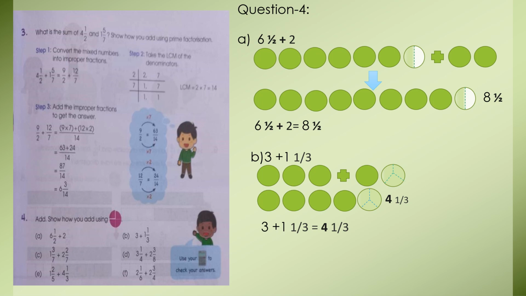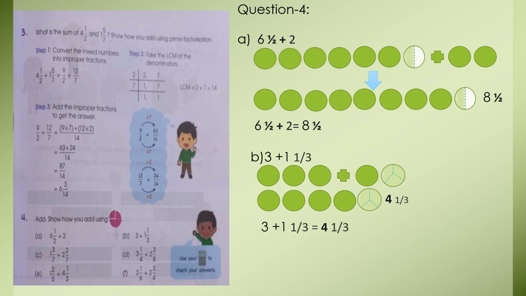In question number 3, we have: what is the sum of 4 whole number 1 over 2 and 1 whole number 5 over 7? Show how you add using prime factorization. In the first step, we are going to convert the mixed numbers into improper fractions. And remember, improper fractions are those in which the numerator is greater than the denominator.